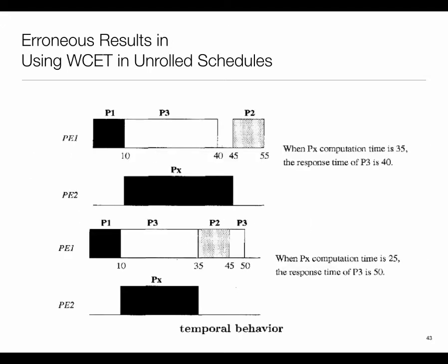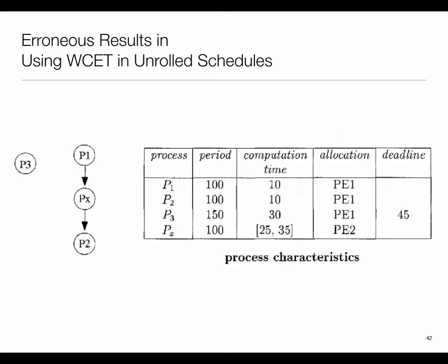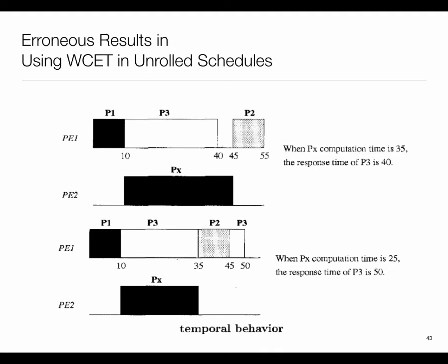and let's look at first the case where Px was unlucky and it took time 35. We are doing fixed priority type scheduling, so period 100 processes have the higher priority and P3 has a lower priority. So P1 runs, P1 finishes at time 10, produces its data, which goes to processor 2, and Px starts running. Meanwhile, on processor 1, P3 is ready to run. So P3 runs. P3 will run until time 40 and then finish because it needs 30 units of time.